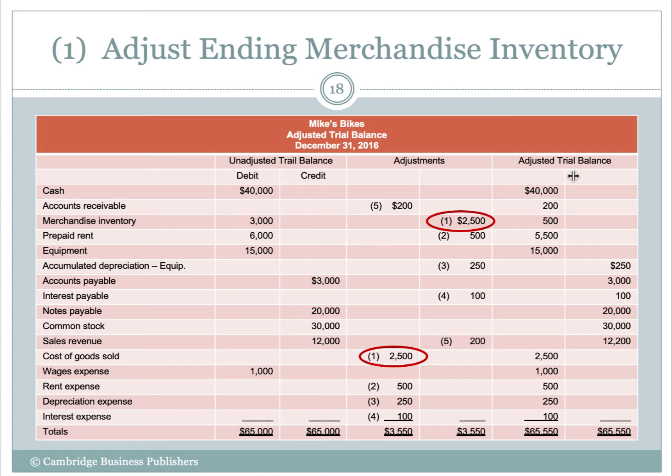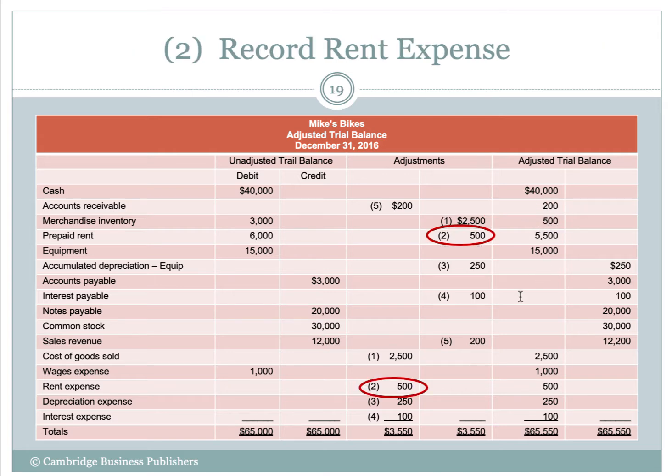So notice over here on the right, we have our adjusted trial balance. We show that our merchandise inventory account is updated. It's now valued at $500. It's not $3,000. We used $2,500 of it. Our adjusted balance is $500. Okay? And we just go through and do all the adjusting entries, right?